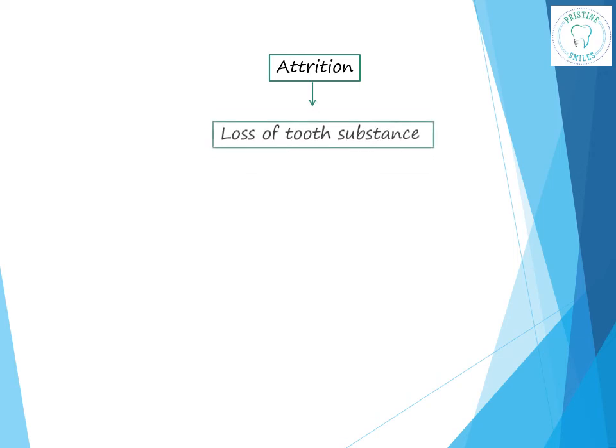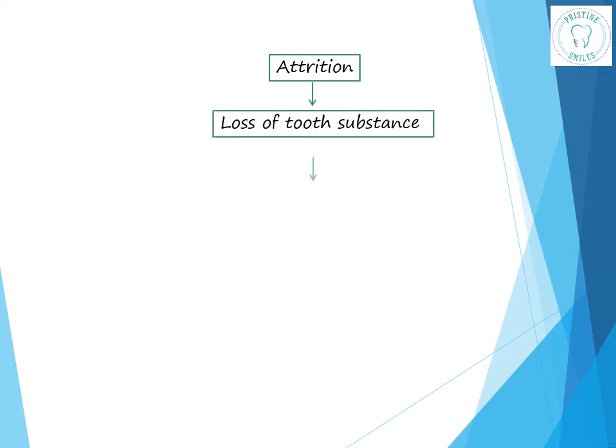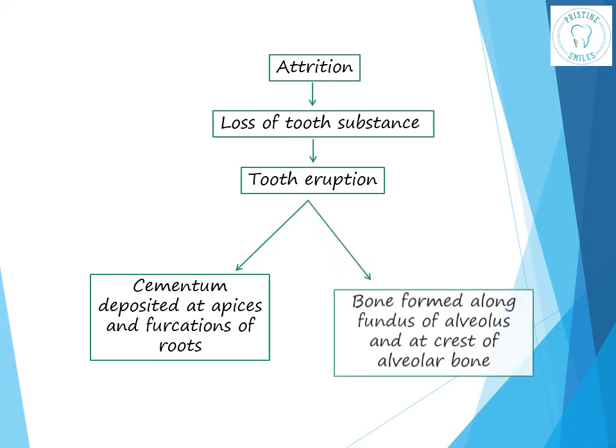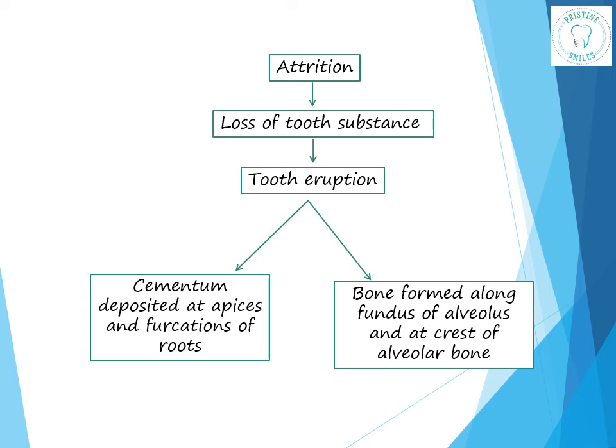But what happens when teeth are attrited? When teeth are attrited, there is loss of tooth substance. To compensate for this loss, the teeth erupt. Now, as the teeth erupt, we see cementum deposited at the apices and furcations of roots, and there may be bone formed along the fundus of the alveolus and at the crest of the alveolar bone. In this way, the part of the tooth which is lost by attrition is replaced by lengthening of the root and the socket depth is maintained to support the root.